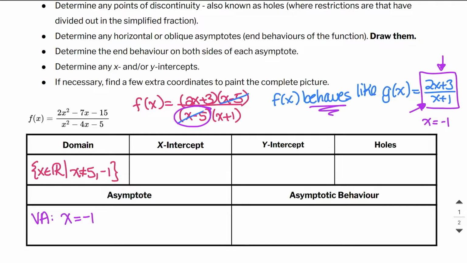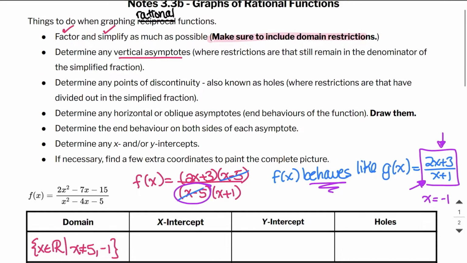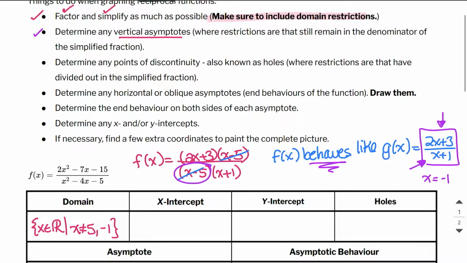So what does that tell me right here? So we've determined any vertical asymptotes. And if you notice right here, it says, let's just check this off, where restrictions are that still remain in the denominator of the simplified fraction. So here, the only restriction that's left over is x cannot be negative 1. So that's where we would have our vertical asymptote.